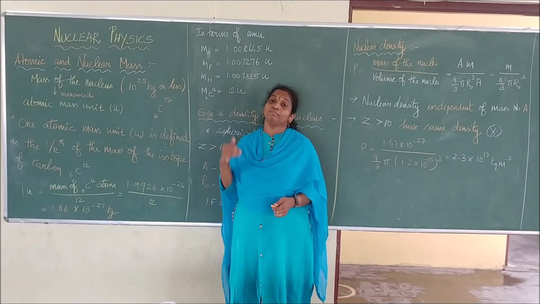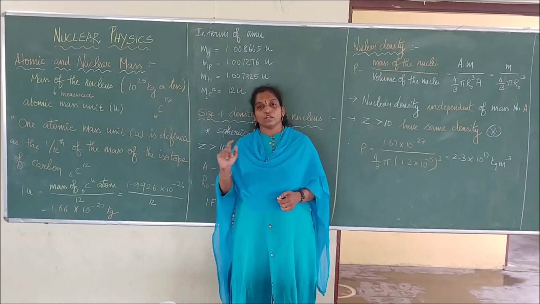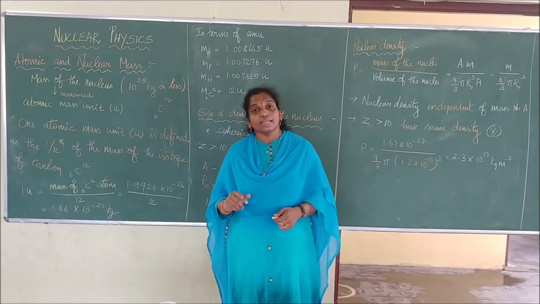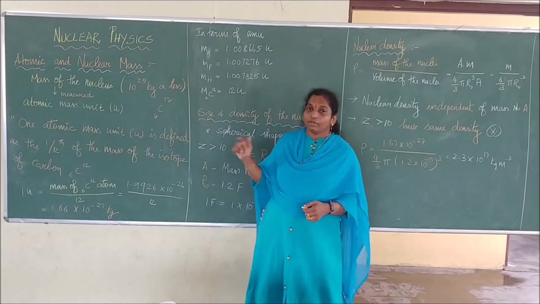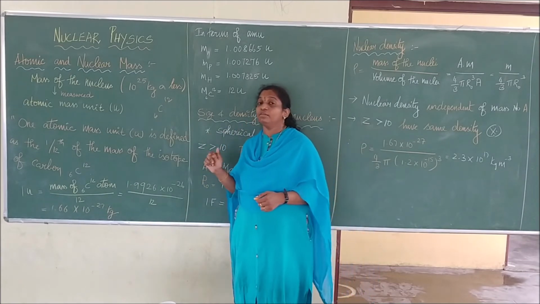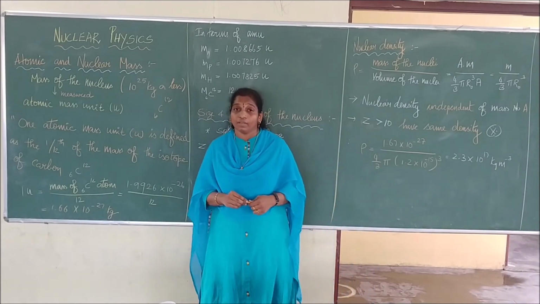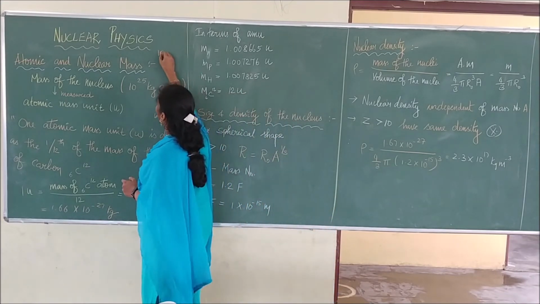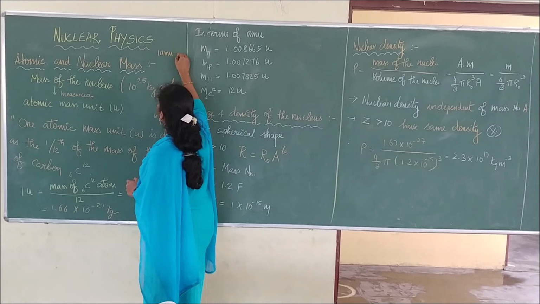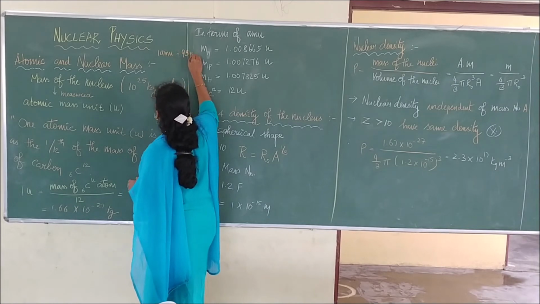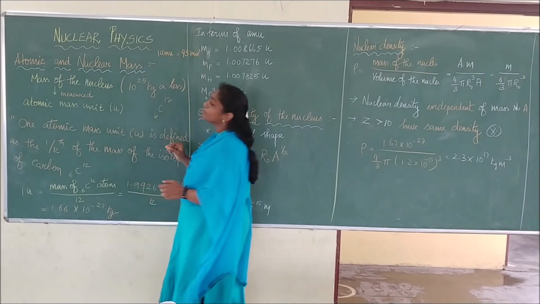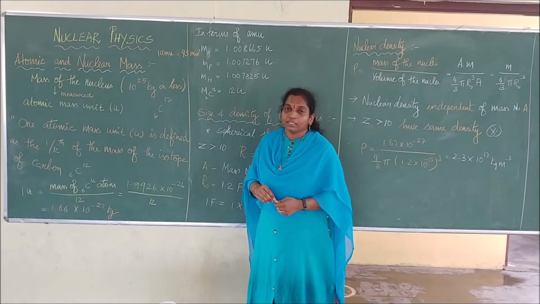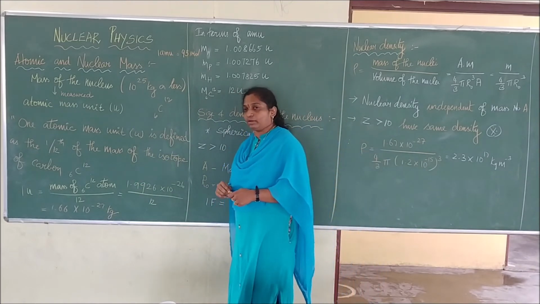You also learn the same thing in your chemistry. So 1 atomic mass unit is equal to 1.66 × 10^-27 kg. When we convert that into electron volts, we get 931 million electron volts. So 1 atomic mass unit can also be expressed in terms of electron volts, which is 931 million electron volts, right?